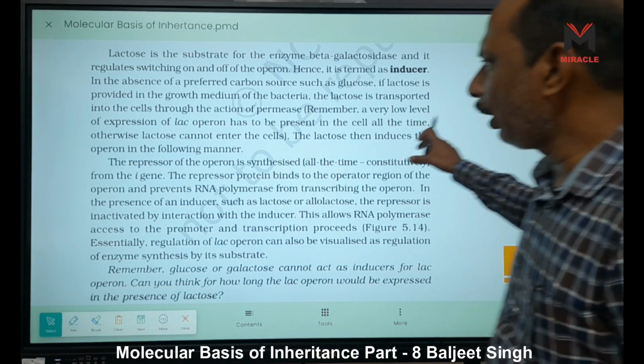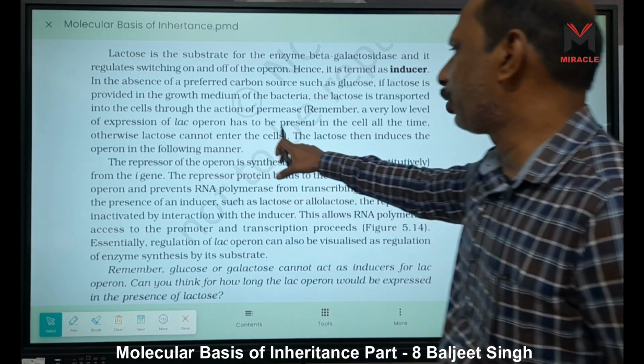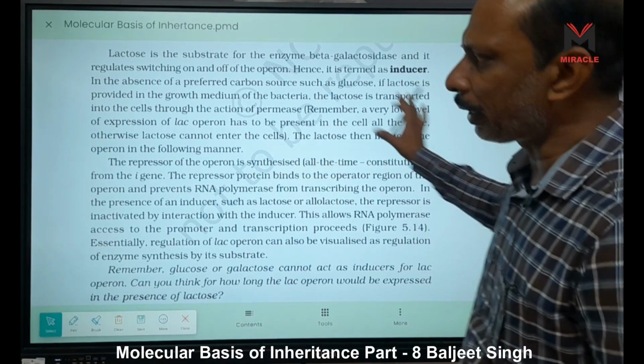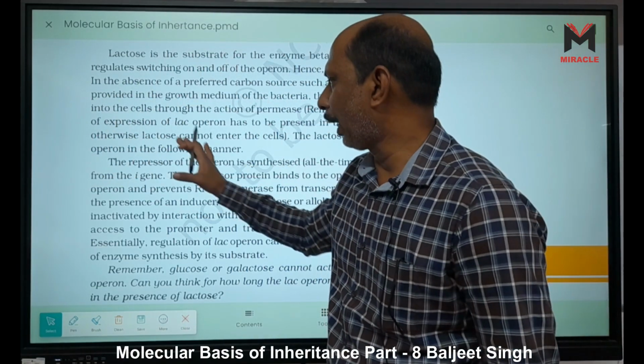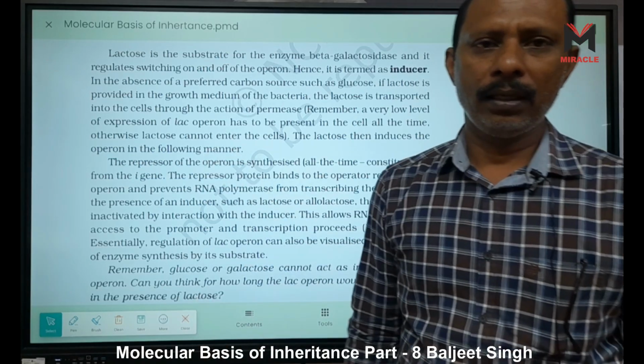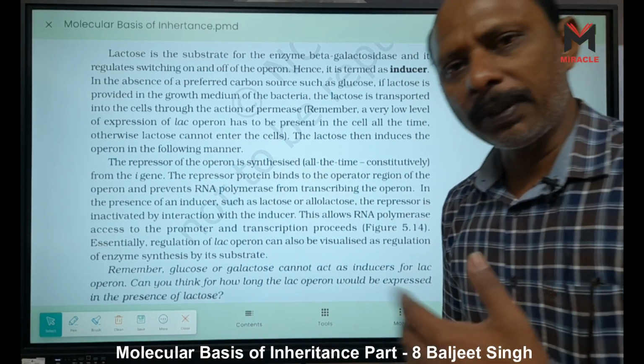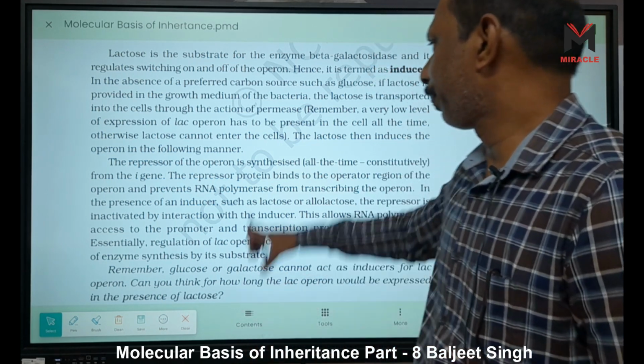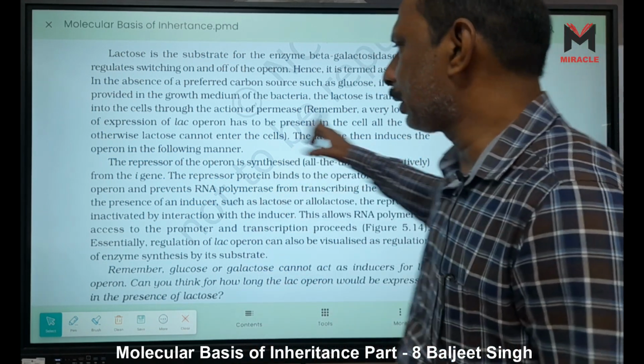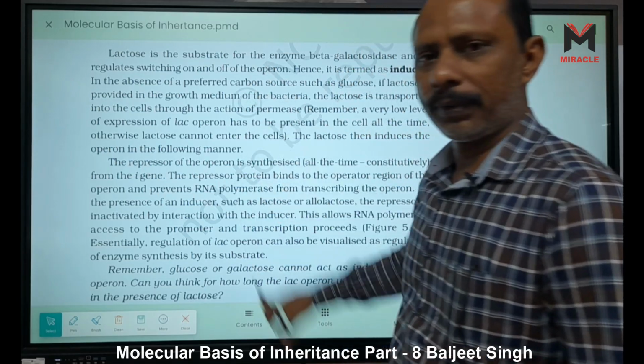Remember, a very low level of expression of the lac operon has to be present in the cell all the time, otherwise lactose cannot enter the cell. To start the lac operon model, lactose is present in the cell. The lactose then induces the operon in the following manner.